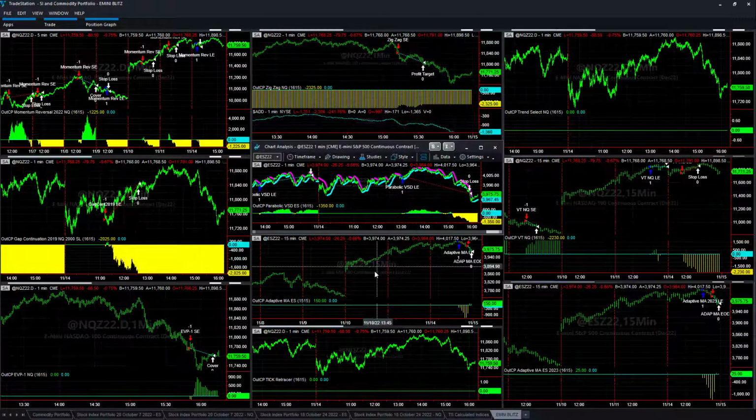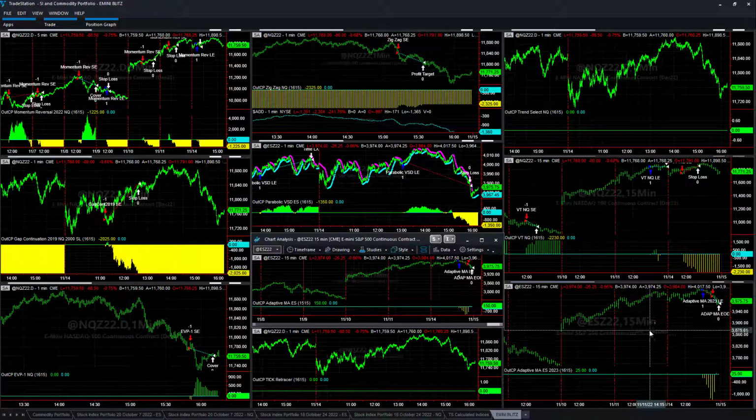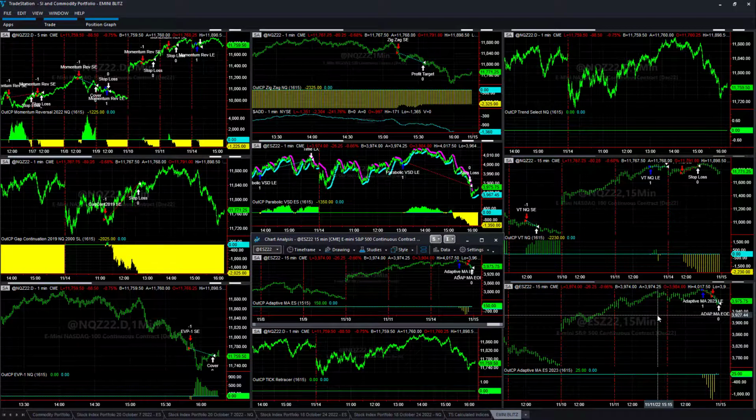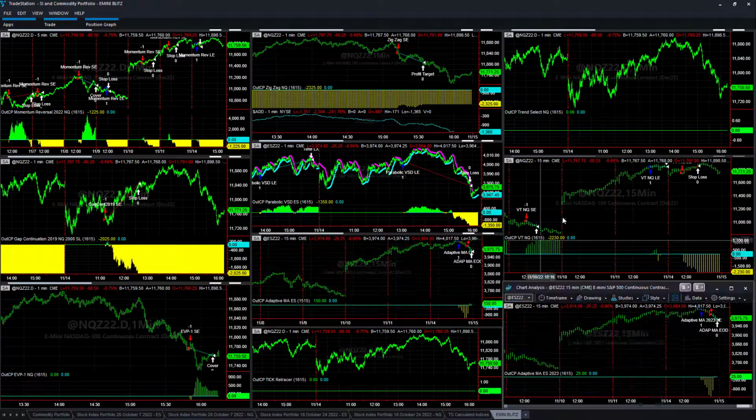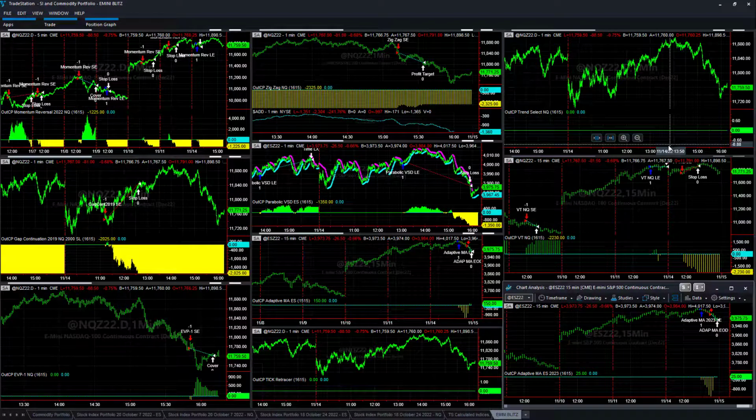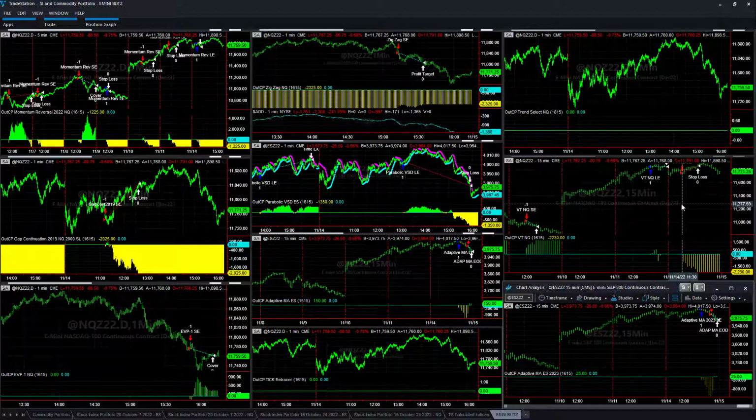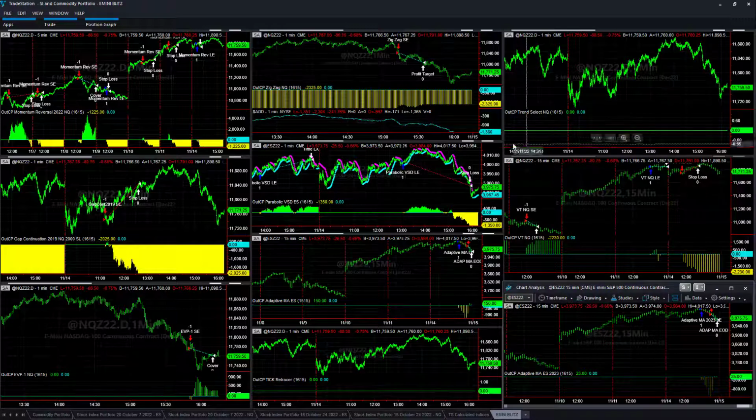Parabolic VSD minus 1350, adaptive moving average plus 150, adaptive moving average 2023 plus 25, and then VTNQ minus 23,2230. These are the blitz strategies that we didn't trade. These were down significantly, so I'm glad we didn't trade them today.